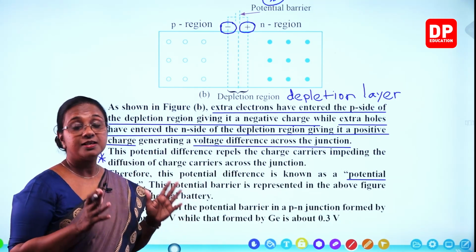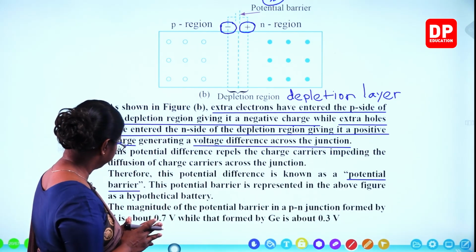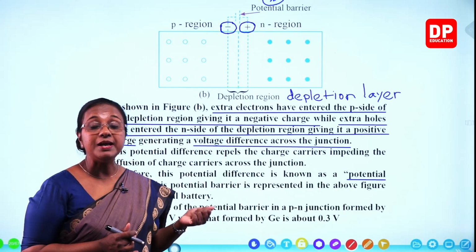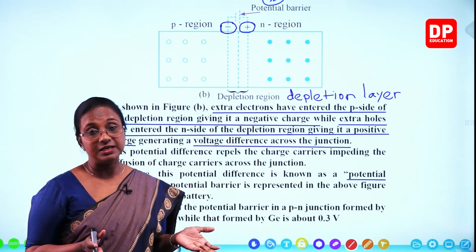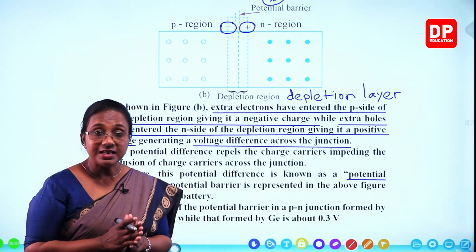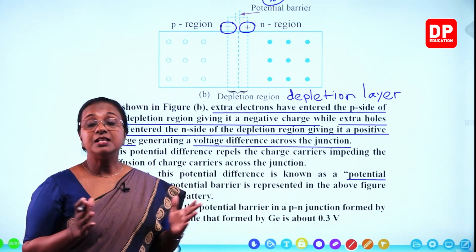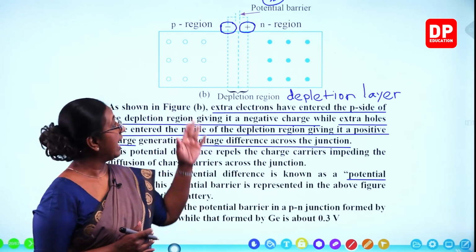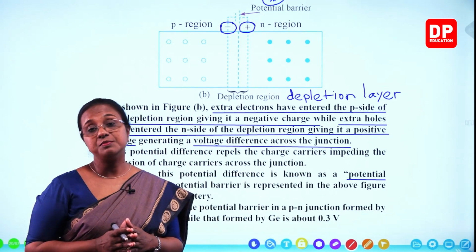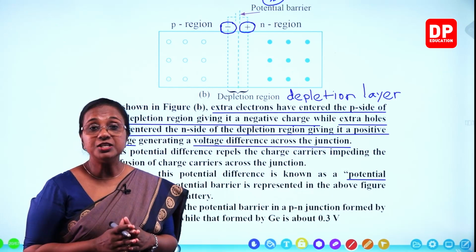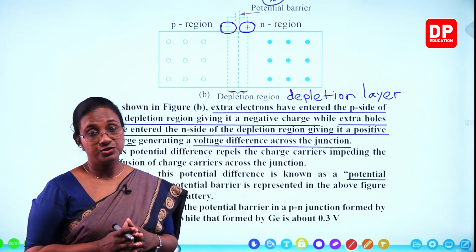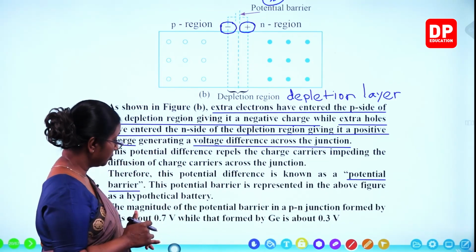So there is a potential barrier. And the value of this potential barrier depends on the type of the semiconductor. If it is a silicon semiconductor, then the potential barrier is 0.7 volts. And if it is a germanium semiconductor, the potential barrier will be 0.3 volts. You have to remember those values.